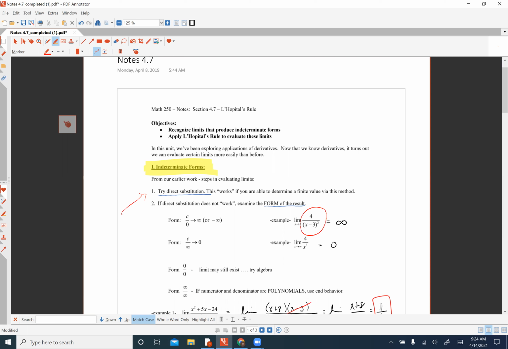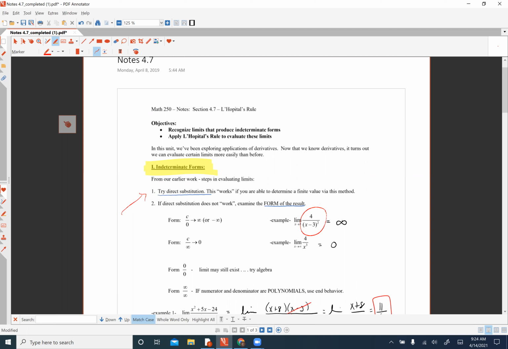So here's this example right there: 4 over (x minus 3) squared. As x goes to 3, we get infinity, because the numerator is positive and the denominator will always be positive. So you get a larger and larger positive number as x gets close to 3.